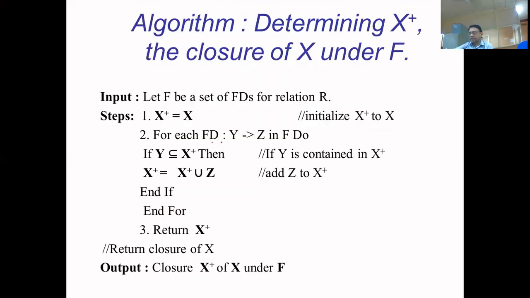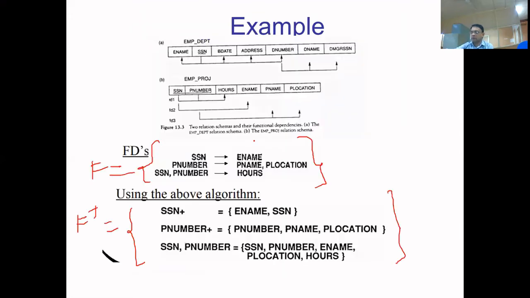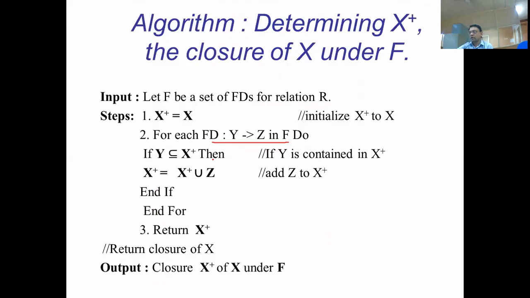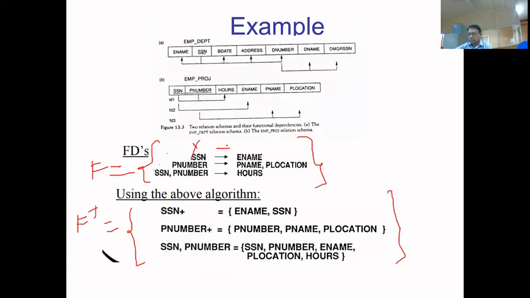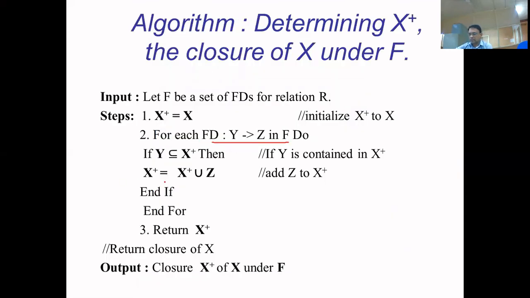For each functional dependency Y determines Z in F, that means for all the functional dependencies, there are 3 functional dependencies here. So for each functional dependency of the type Y determines Z, if Y is a subset of X plus, then X plus is equal to X plus union Z. Repeat until no more attributes are available.